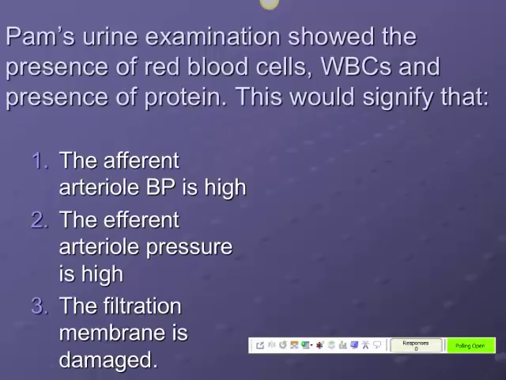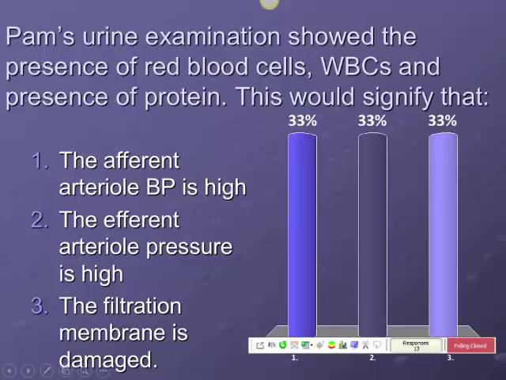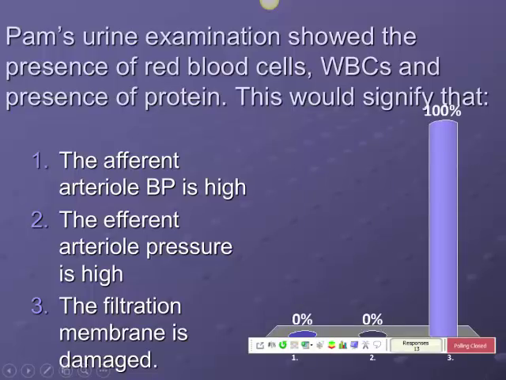Okay. So here, this lady's urine showed red blood cells. What do you think this would signify? This is everything that I've already told you, so it's a review. So ideally, everybody should get this right. Very good, yes, the possibility that the filtration membrane is damaged.